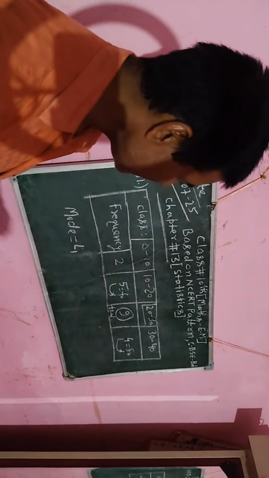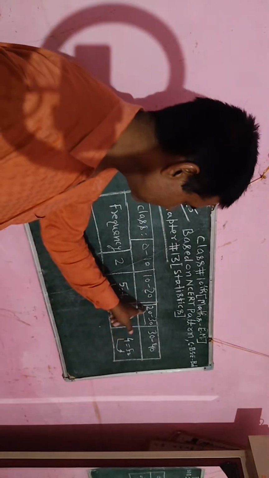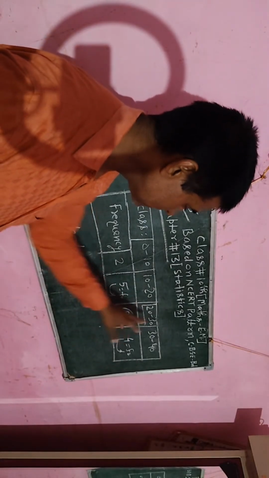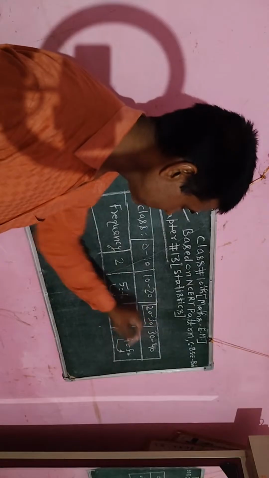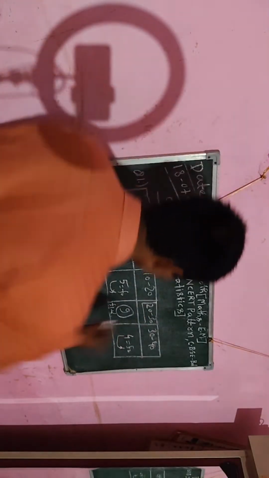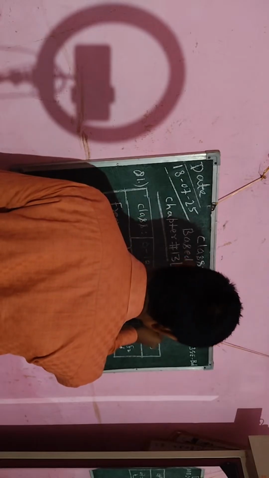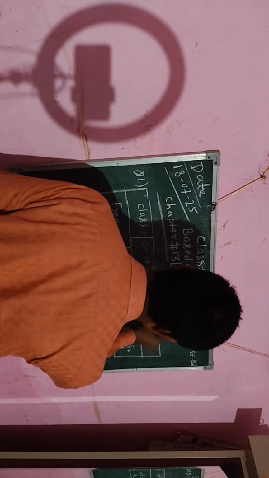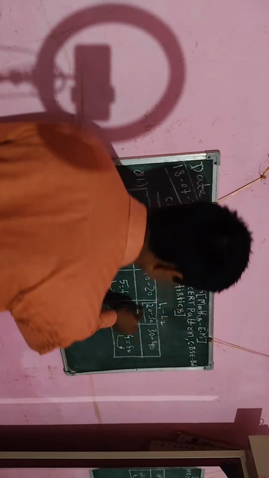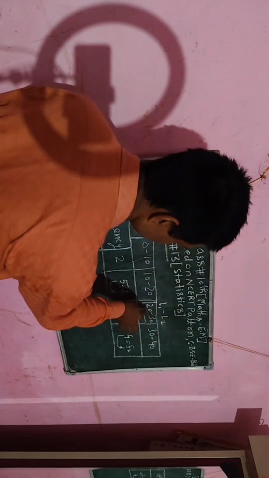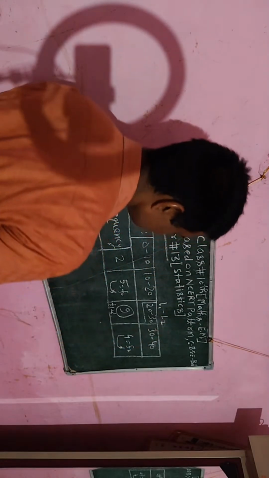Now here I have to take a class. That class value is from 20 to 30. It means the lower limit will be 20 and the upper limit will be 30. So the value of L1 is 20 and the value of L2 is 30.